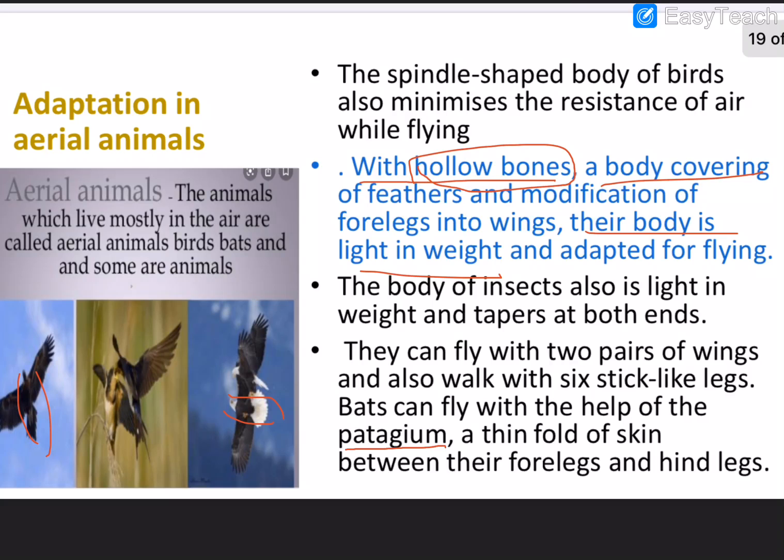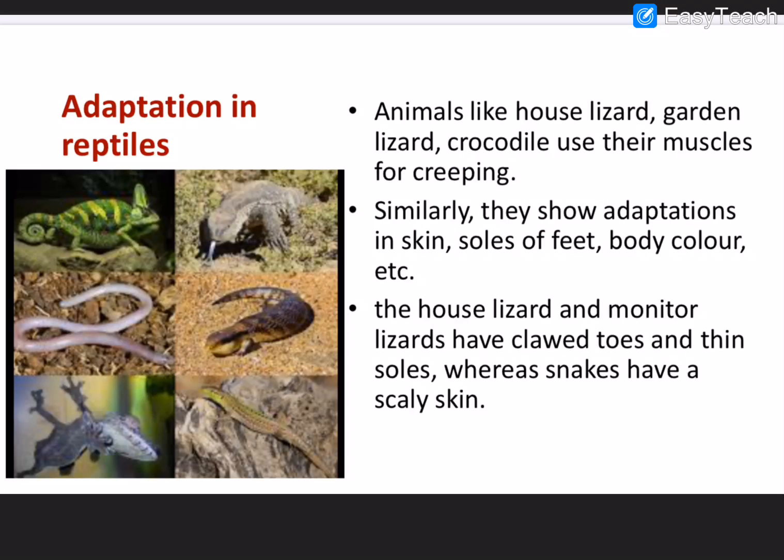So these are the adaptations in aerial animals: hollow bones and bodies covered with feathers, and forelegs modified into wings. Their body is lightweight, so they can move easily in air. So these are the adaptations for flying in aerial animals.